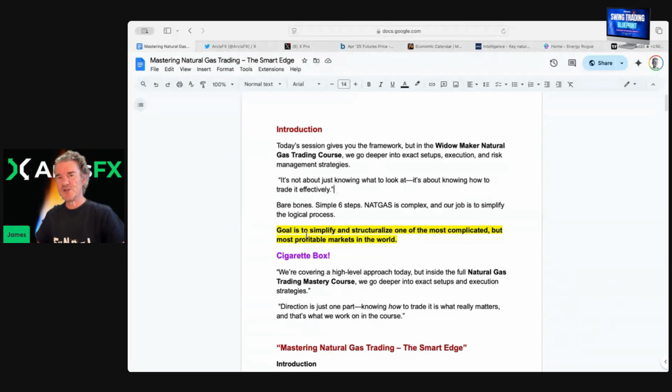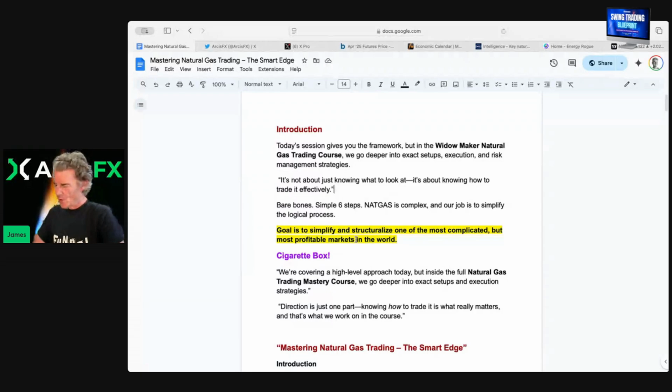A lot of people on X and on YouTube will try to complicate the natural gas market for you and make it sound like a very complicated, difficult market beset with things like contango, backwardation, forward swaps, options, the options market, and then the COT report with all the various players, and then the weather charts and what's projected for the next day, week, 2 weeks, 2 months in terms of weather, if you can go that far. There are all sorts of moving parts in natural gas, and my job is to try and simplify that for you, bring it down to brass tacks, bare bones, and simplify this to 6 simple steps. It is complex. Natural gas is a complex subject, and our job is to simplify that logical process for you. The goal is to simplify and structuralize.